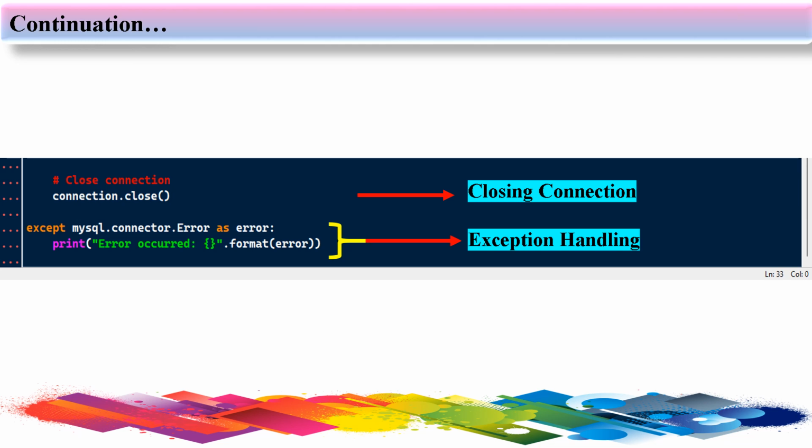Next is the exception handling. except mysql.connector.Error as error: print the error occurred, format of error. We use a try-except block to catch any potential exceptions that might occur during the database operations. If an error occurs, it will be printed to the console.